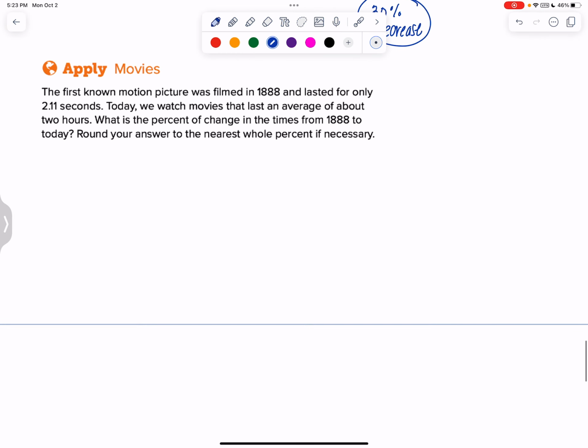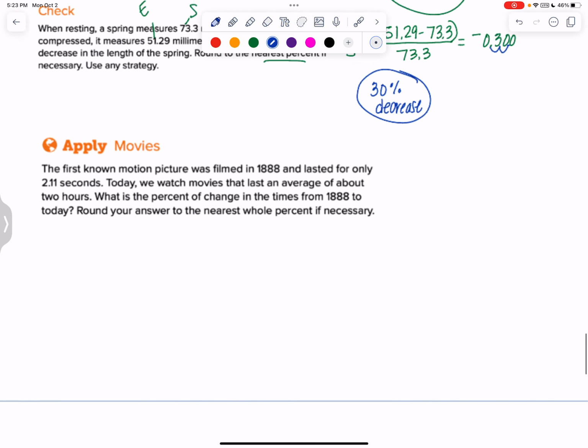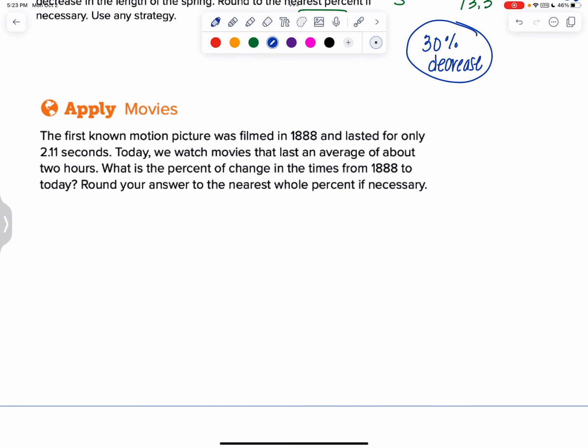All right. And then your last one for your notes today is this apply. It says the first known motion picture was filmed in 1888. First tells me it's probably the start, but let's see. It lasted for only 2.11 seconds. Today, we watch movies that last an average of about 2 hours. What's the percent of change in the times from 1888 to today? So I don't care about the 1888. I'm looking at the times.